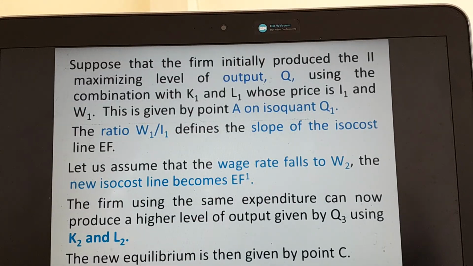Suppose the firm initially produces the profit maximizing level of output.